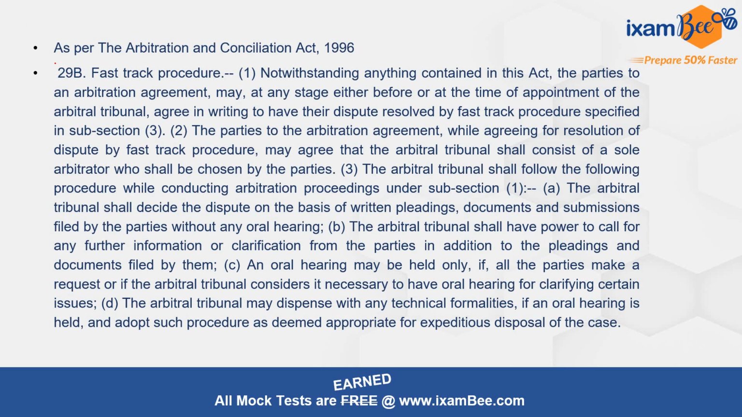Fast track arbitration is given under Section 29B of the Arbitration and Conciliation Act. The parties to an arbitration agreement may at any stage, either before or at the time of appointment of the arbitral tribunal, agree in writing to have their dispute resolved by the fast track procedure specified in subsection 3.